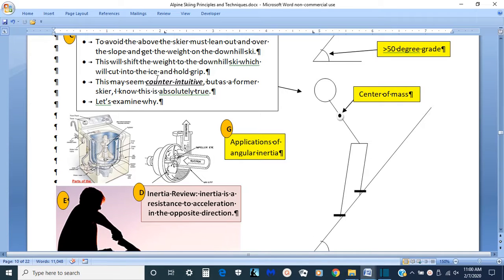This may seem counterintuitive, but as a former skier, I know this is absolutely true. Well, I just started skiing again, so this is old.